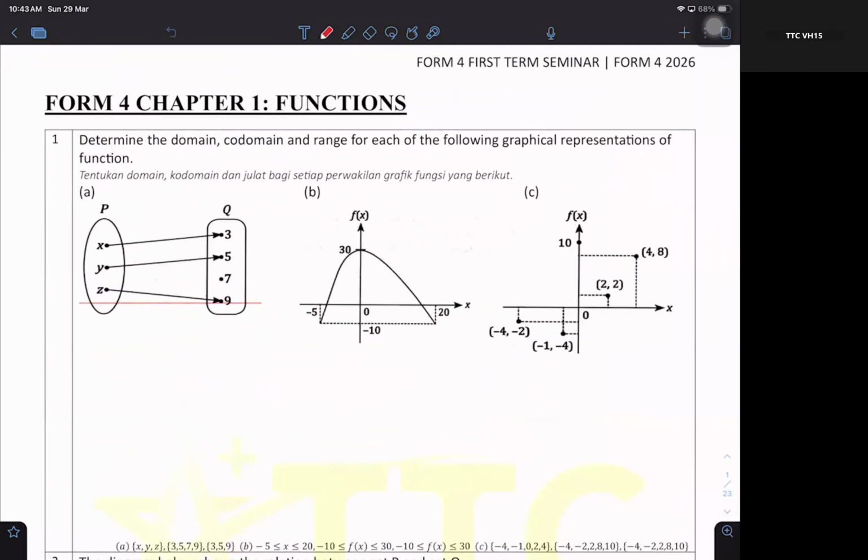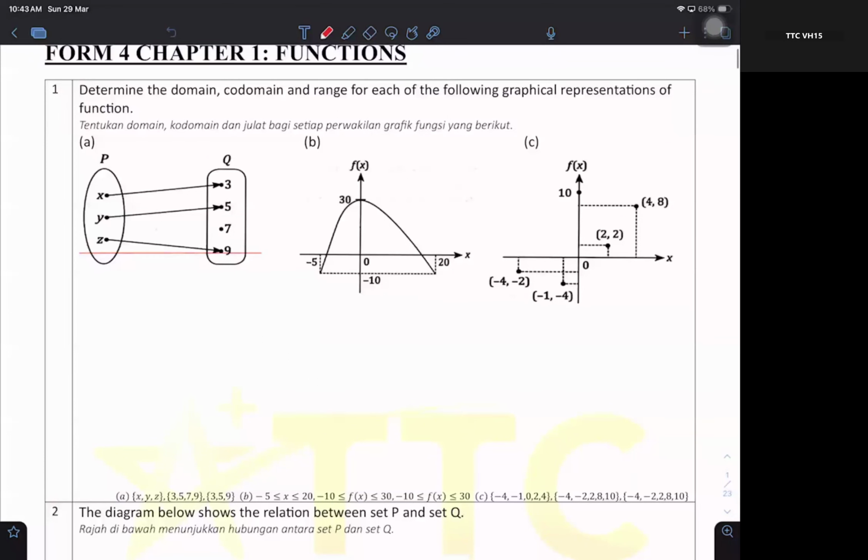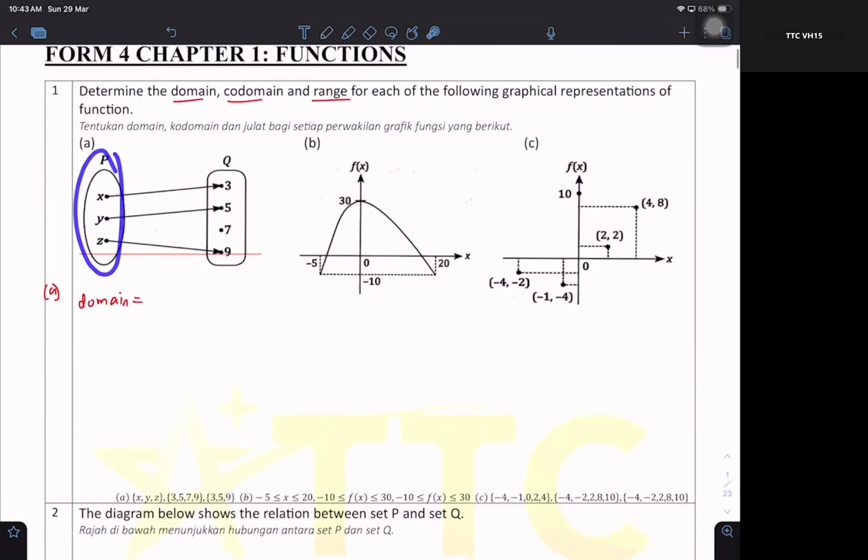Okay, this question number one I will quickly go through, because this type of question seldom comes out. They want you to write down the domain, codomain, and the range. Now for question A, the domain is the first group, which is x, y, z. But then you need to put brackets, the special brackets.